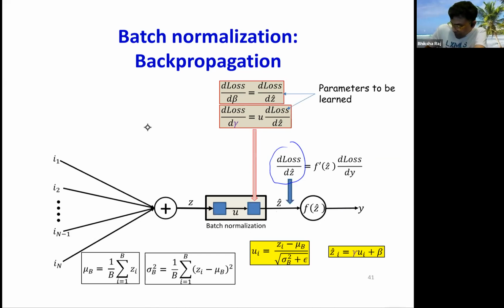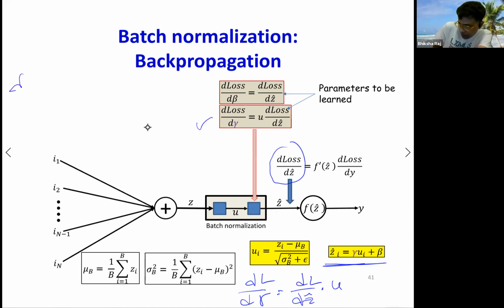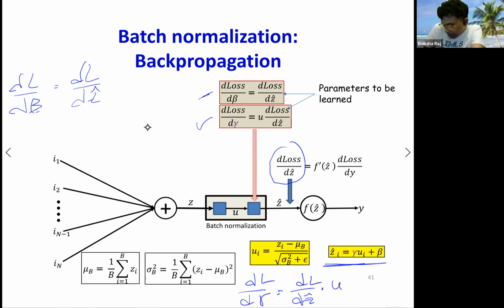So if I have d loss over dz hat, then it follows from this equation that d loss over d gamma is going to be d loss over dz hat times u. And so I can compute the derivative with respect to gamma. Similarly, I can write d loss over d beta is simply going to be d loss over dz hat. And so I can compute the derivative with respect to beta as well.